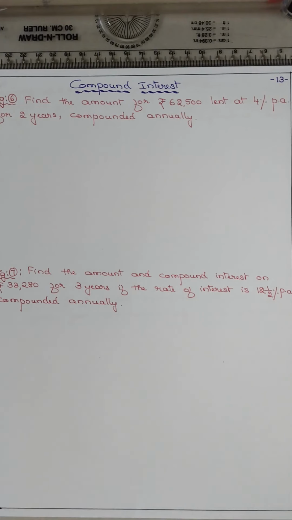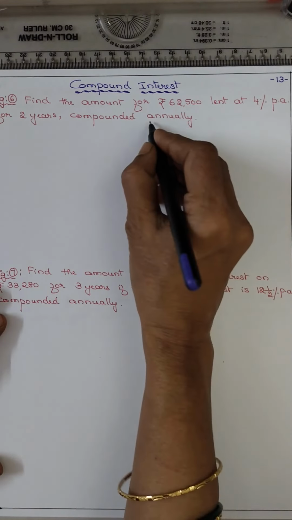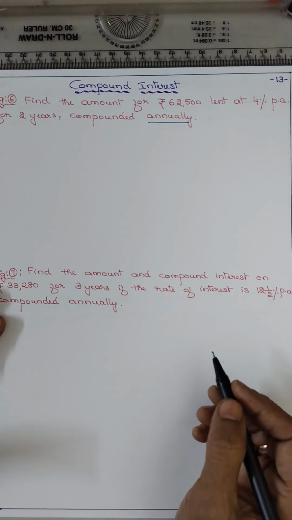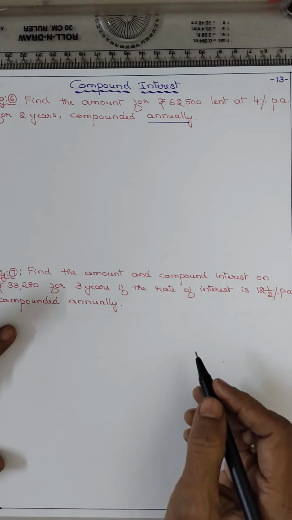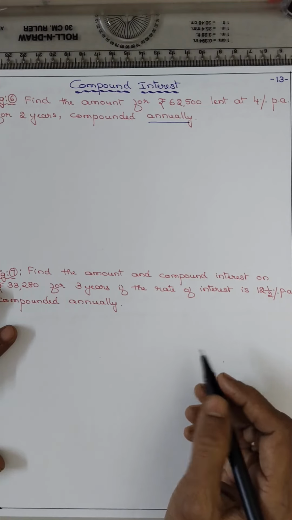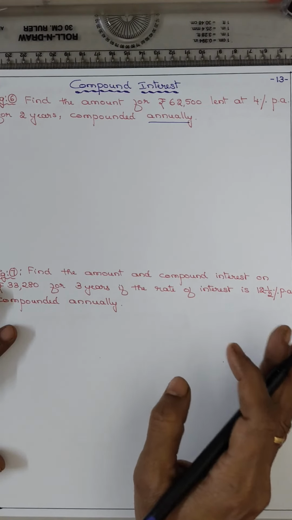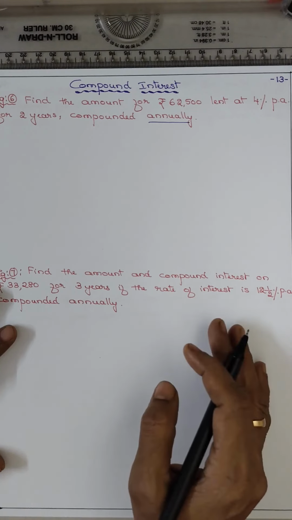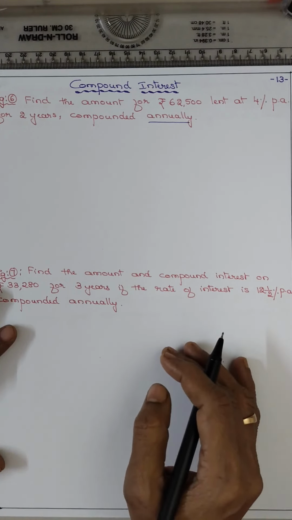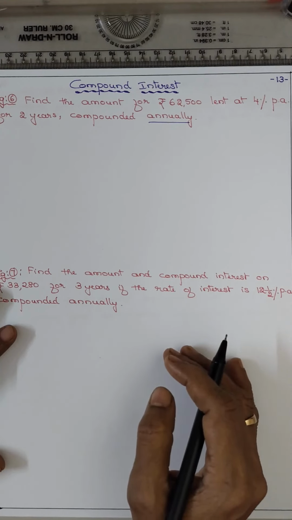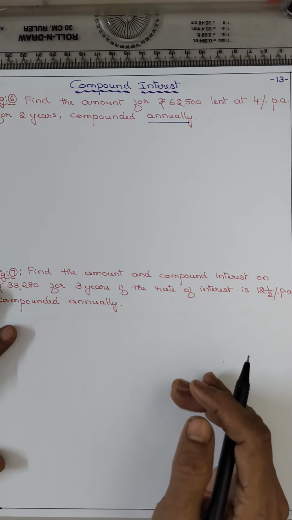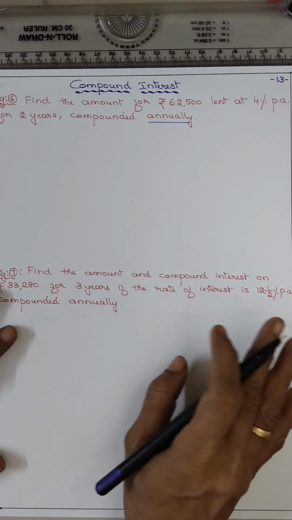Example 6. Find the amount for rupees 62,500 lent at 4% per annum for 2 years compounded annually. So, we have understood one is annually, then half yearly and quarterly. For annually, there is no change in the rate of interest and n. For half yearly, you have to divide the rate of interest by 2, and for quarterly, you have to divide by 4. This everything you have understood.